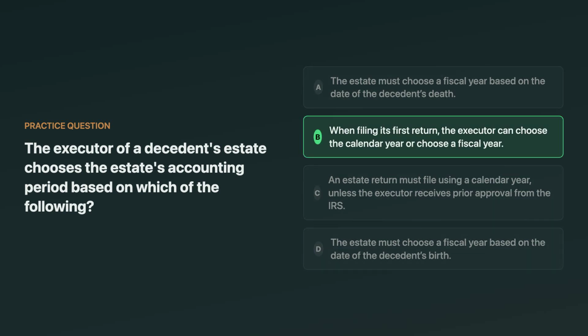The correct answer is, when filing its first return, the executor can choose the calendar year or choose a fiscal year. Estates have flexibility, and the choice is effectively made by how the first Form 1041 is filed. The tempting wrong answer is that the estate must use a calendar year unless the IRS approves. Partnership vibes. But estates don't work that way.